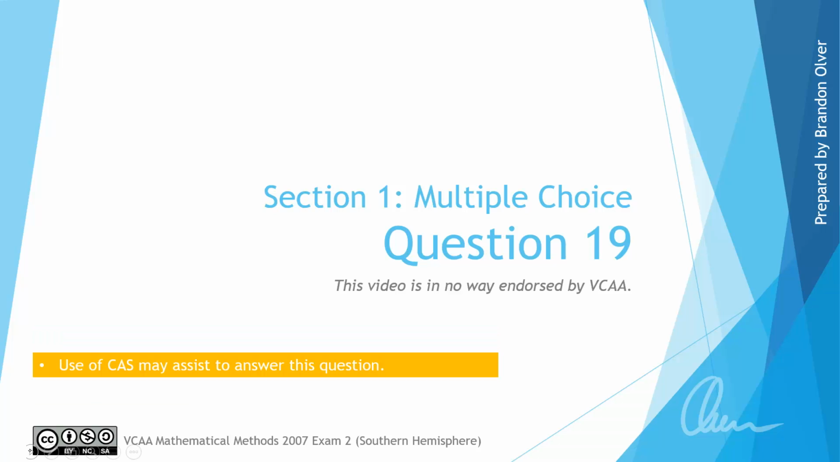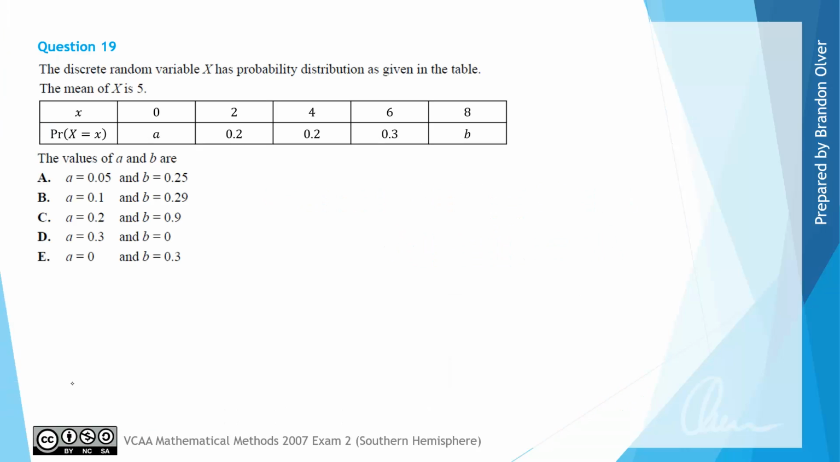Now before we move on, I'd just like to point out that the use of a CAS calculator may assist in answering this question, although it's possible to do it by hand if you prefer. For question 19, we're told that the discrete random variable x has the probability distribution as given in the table. The mean of x is 5, and the question goes on to ask that the values of a and b are one of the following options.